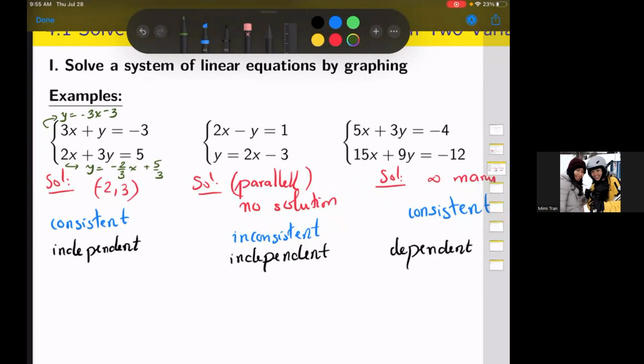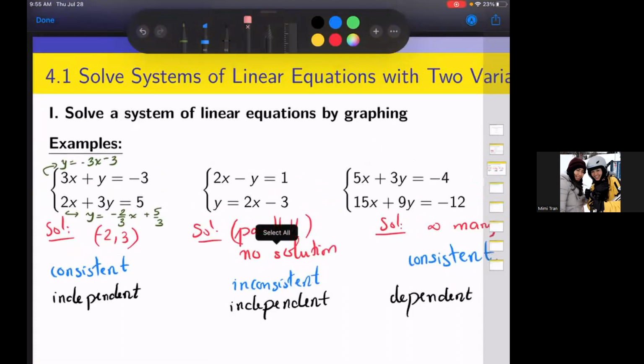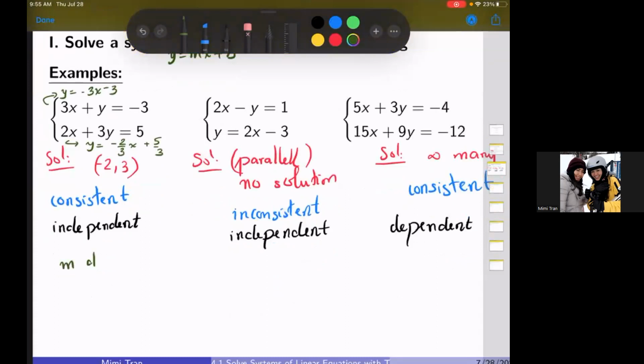So here you have different slope. Maybe I'll say it here. I'll save my time. y equals mx plus b here. m is different. b is different.